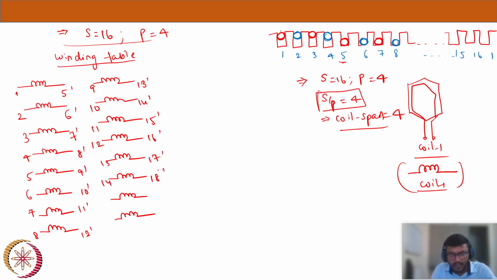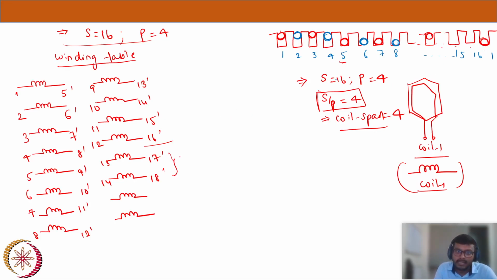Okay. Now here there is an interesting thing. We have only 16 slots, but we are getting a number which is more than 16. In that situation we just have to subtract 16, because the 13th coil, let's say, is placed here. It should come in the fourth span, right? 14, 15, 16, 1. So the return path will be in the first slot.